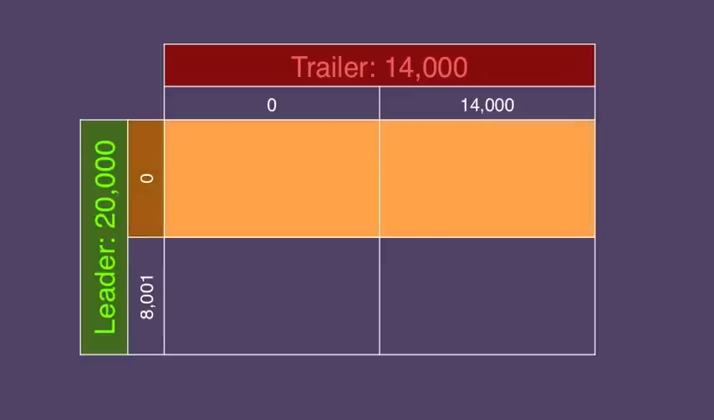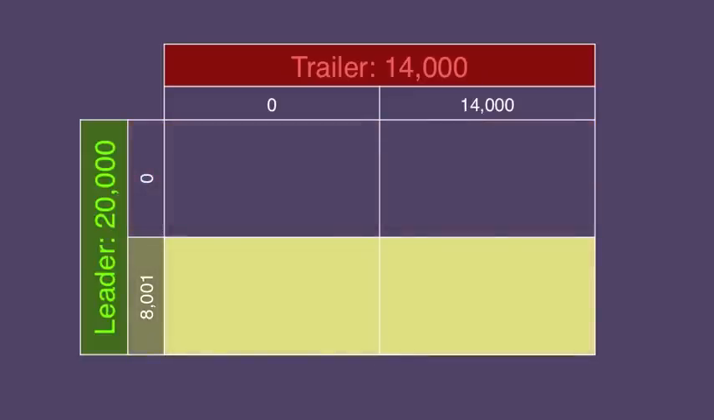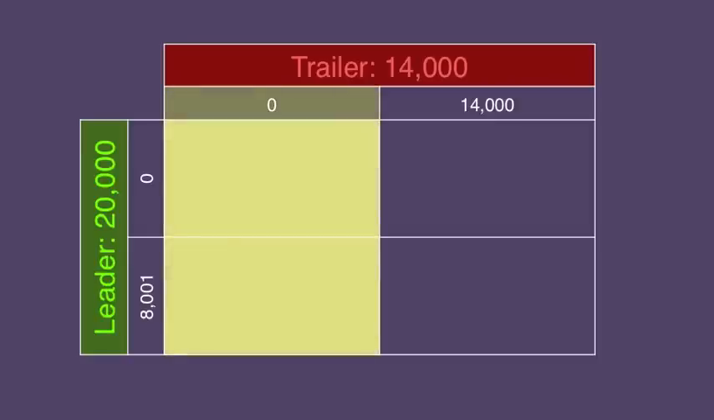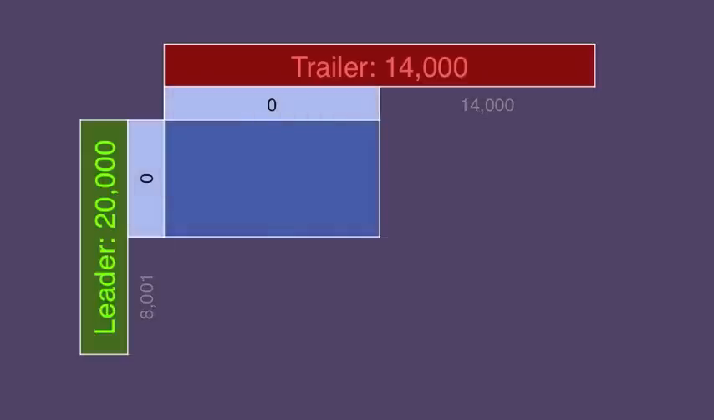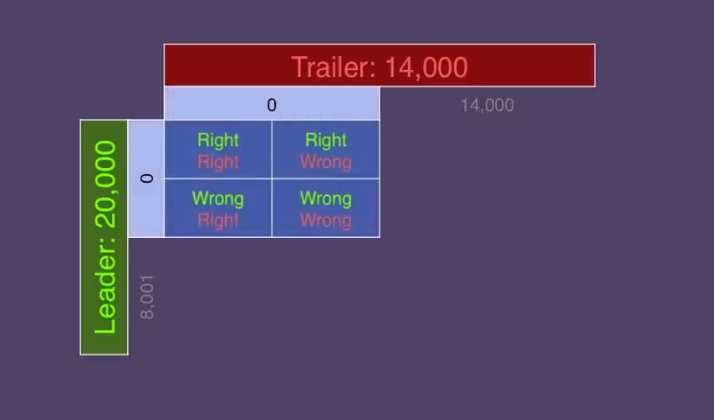Let's work through the payoff matrix for this situation. The leader, represented by the rows, can wager either small, 0, or large, 8,001. The trailer, represented in the columns, can wager either small, 0, or large, all 14,000. We first look at what happens if they both wager 0. Each player will be either right or wrong. That means there are four combinations of how our two players can respond. Both are right, the leader is right and the trailer is wrong, the leader is wrong and the trailer is right, and both players are wrong.